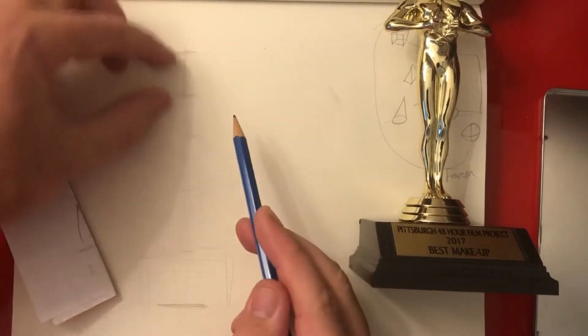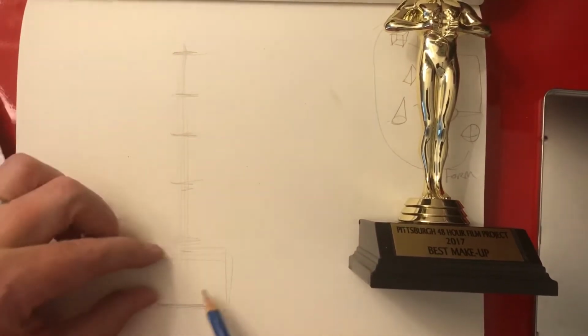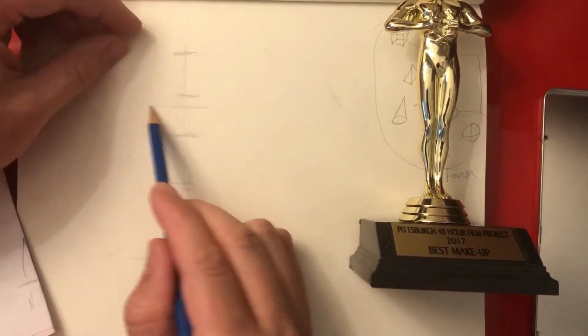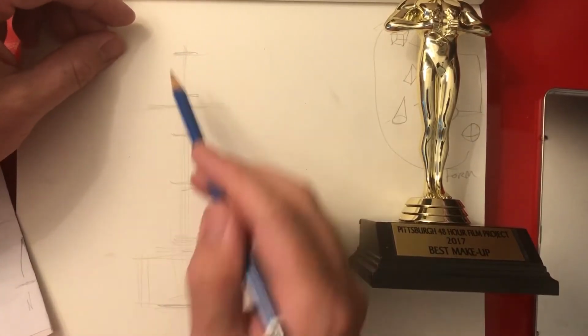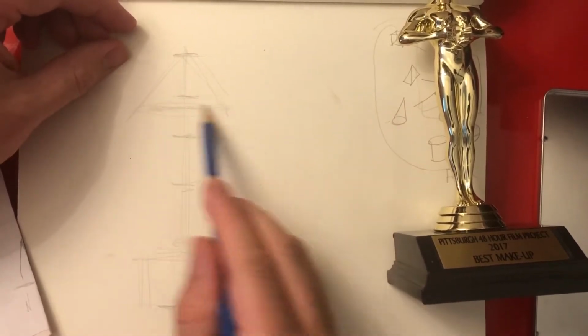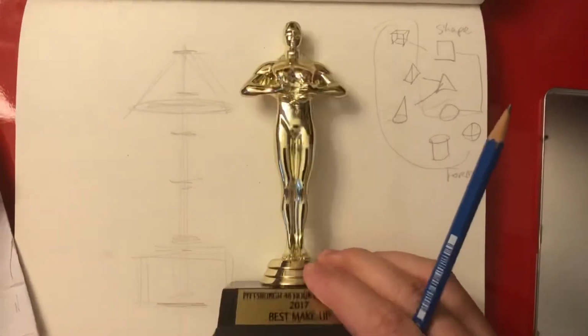We know that's 1, 2, 3, 4, and 5. So let's use that measurement. A little bit more, and again, roughly, somewhere in here is going to be that shape. Let's go ahead and turn it into a cone. Now, how wide do I make it?